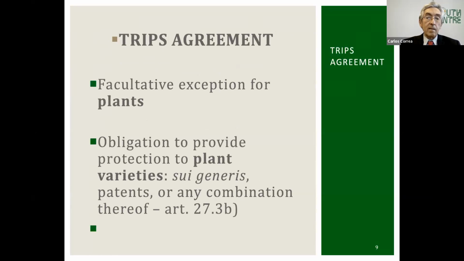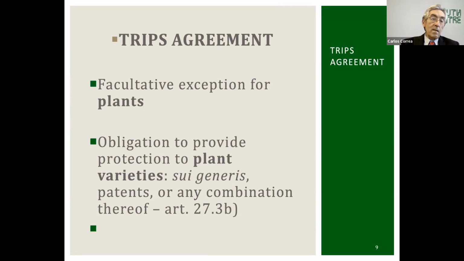Well, regarding the TRIPS agreement, the TRIPS agreement does contain a facultative exception for plants. This is in Article 27, and it is clearly stated that the members of the WTO may exclude plants from protection under the agreement. However, the TRIPS agreement does oblige members to protect plant varieties. And then you can see why this differentiation is so important. There's no obligation to provide patent protection for plants, but there is an obligation to provide protection for plant varieties.